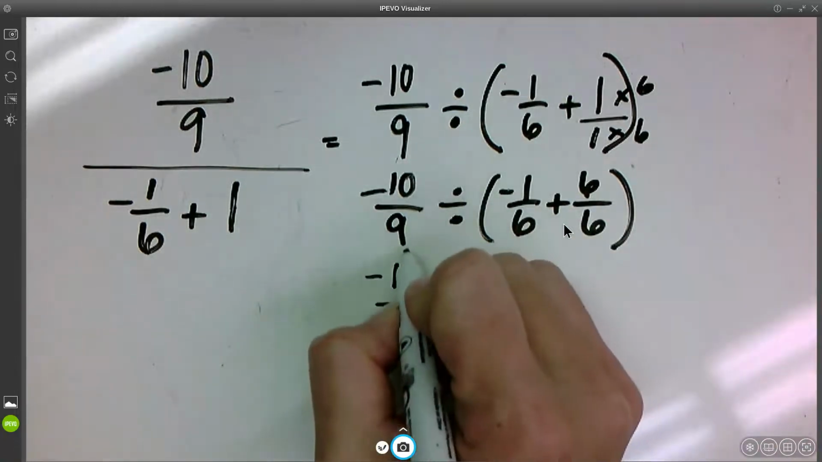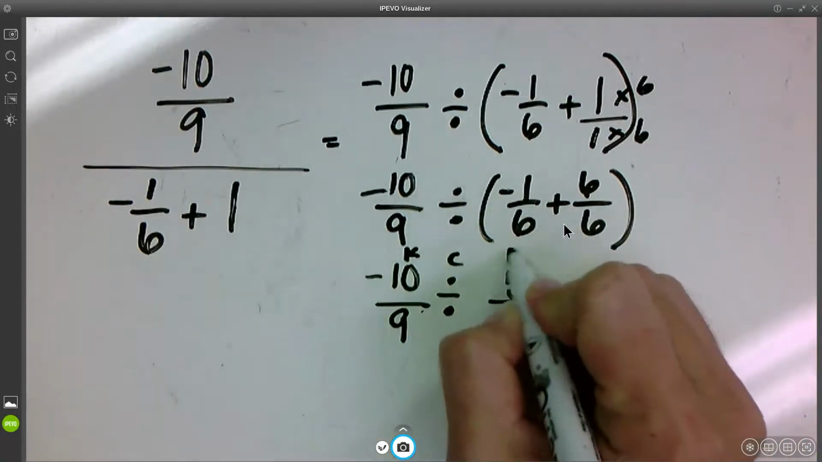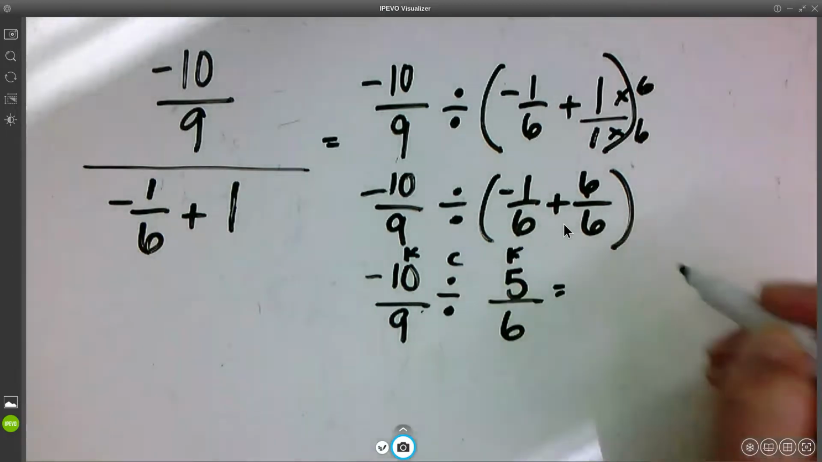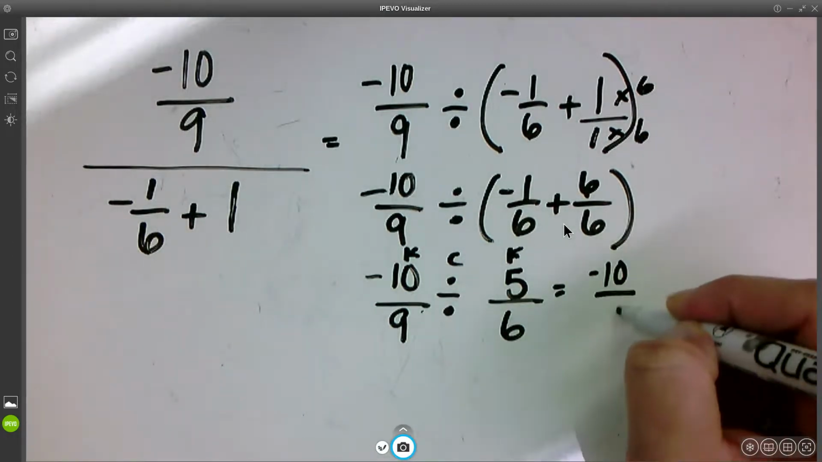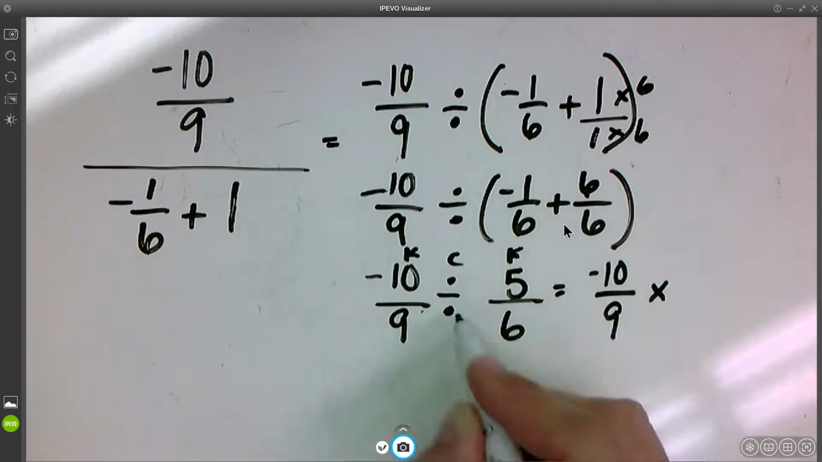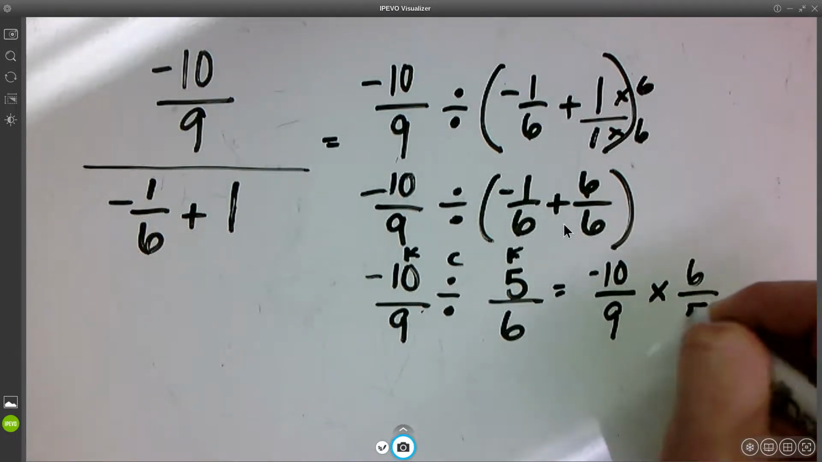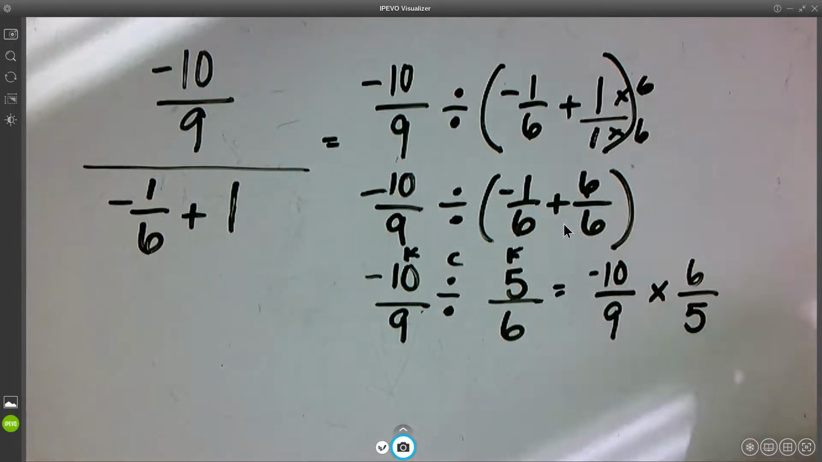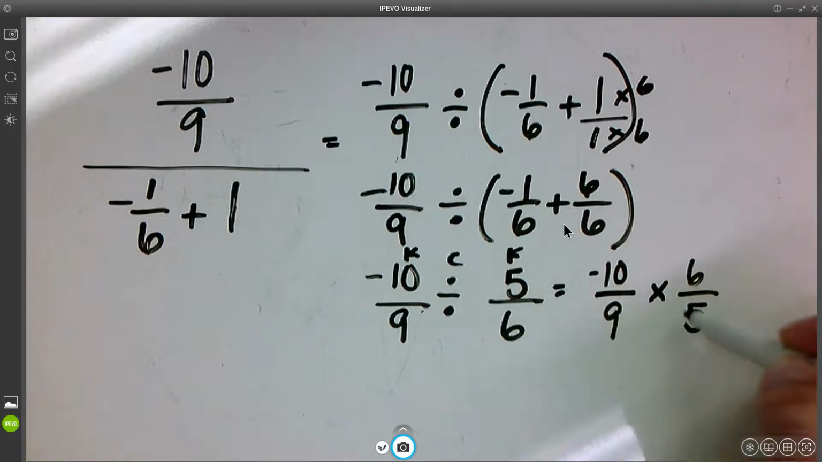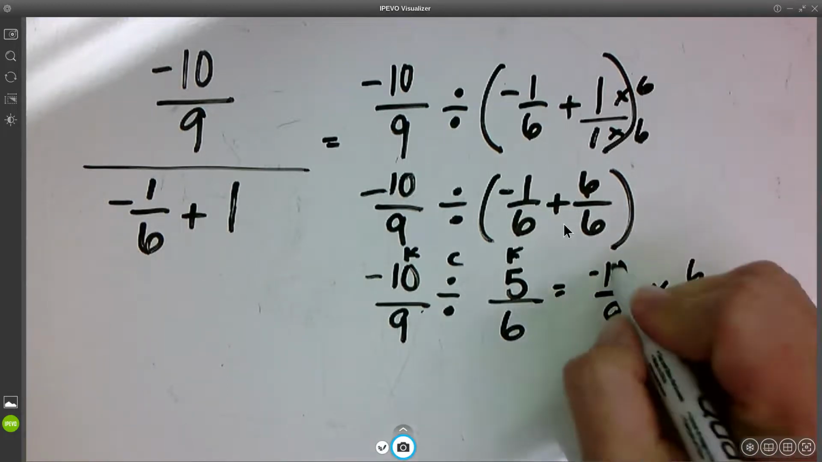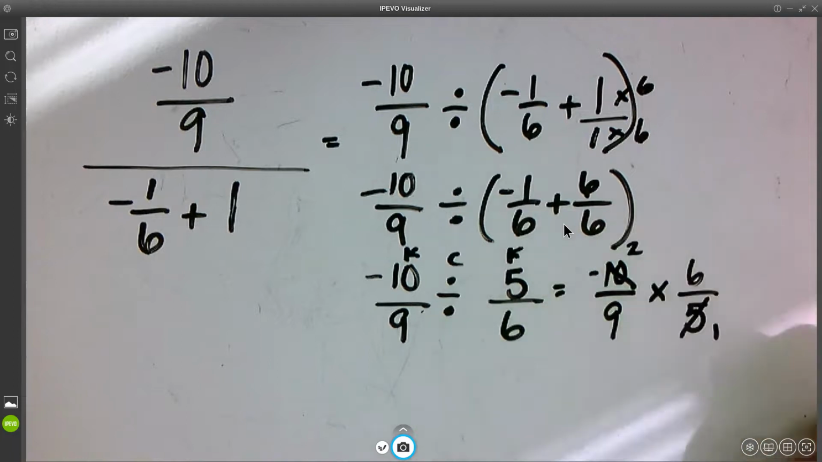No mixed numbers, so I'm moving right on to keep, change, flip. And I'm going to rewrite this as keeping the negative 10 over 9, changing my division to multiplication, and flipping my fraction to its reciprocal. And now I look for those shortcuts on the diagonal. This way here, I have a common factor of 5. So 5 divided by 5 is 1. 10 divided by 5 is 2.